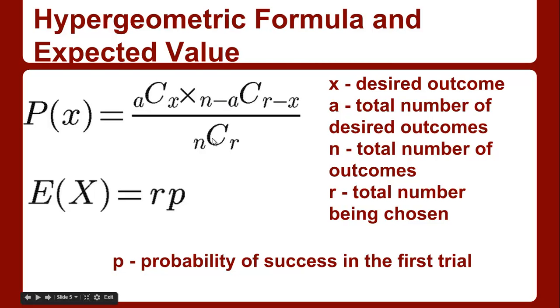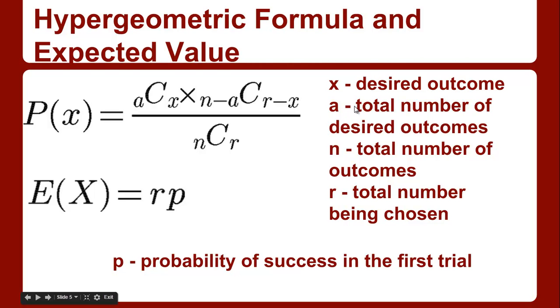A plus n minus a actually adds up to n. X plus r minus x equals r. This is a little bit easier to understand if you actually do it in an example than just looking at this general formula. This really looks kind of ugly. X is the desired outcome, like 0 females, 1 female, 2 females, 3 females. A is the total number of desired outcomes.